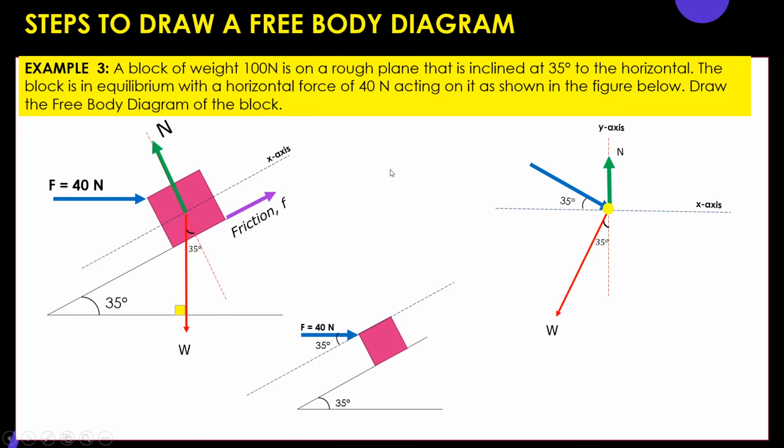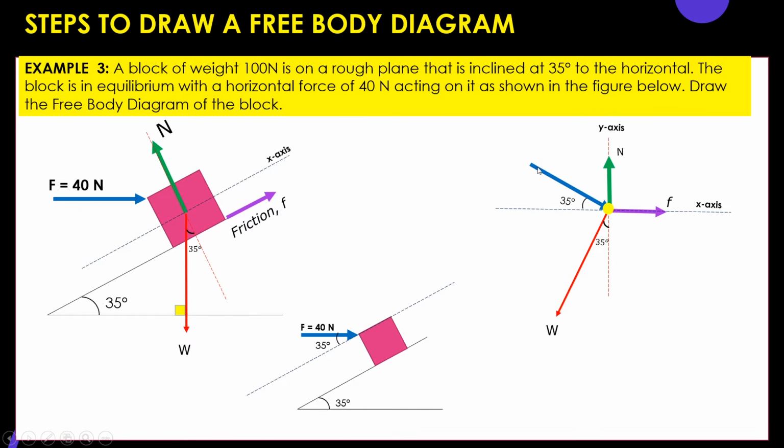We have a normal force which is perpendicular to the surface. And we have the frictional force which is opposite direction to the motion. So the motion is to the left and the frictional force should be to the right. Okay, so now look at here, we have F here.